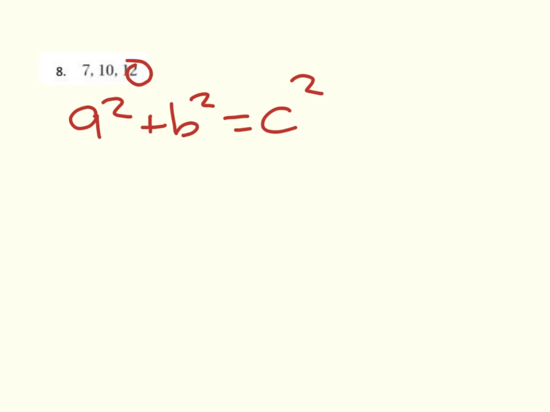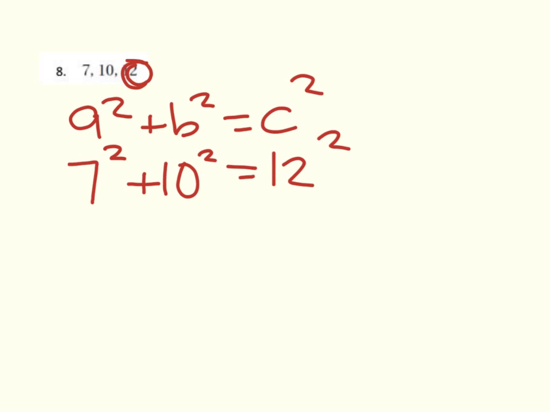Number 8 here asked me to tell whether or not this is a right triangle. Well, the Pythagorean theorem only works if it's a right triangle. So I'm going to plug that in to see if my numbers work out in the Pythagorean theorem. Now, how do I know which numbers go where? Well, I'm looking for the biggest one, 12, because that should be my hypotenuse. The largest number should be the hypotenuse. So that means 7 squared plus 10 squared should equal 12 squared.